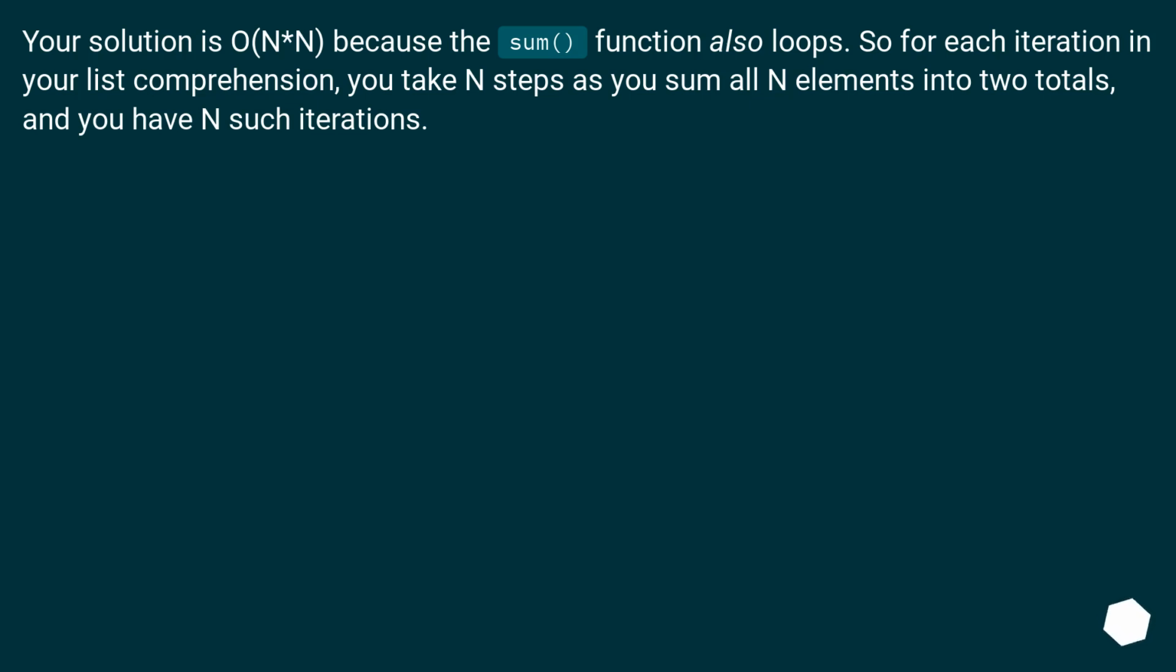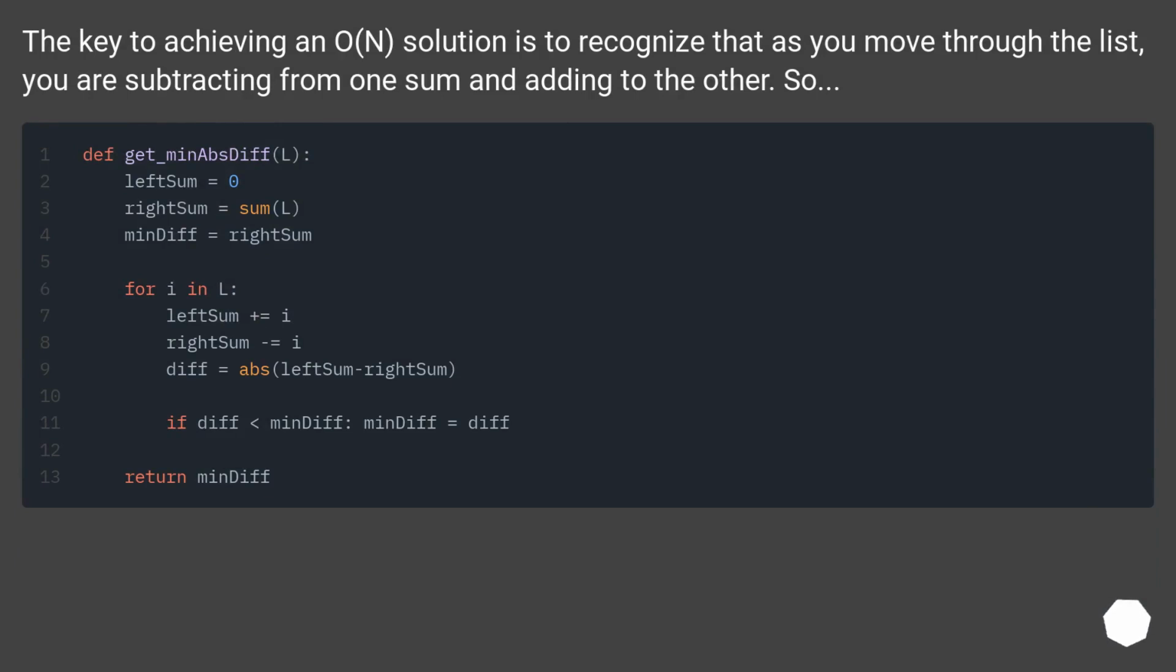Your solution is O(N^2) because the sum function also loops. So for each iteration in your list comprehension, you take n steps as you sum all n elements into 2 totals, and you have n such iterations. The key to achieving an O(N) solution is to recognize that as you move through the list, you are subtracting from one sum and adding to the other.